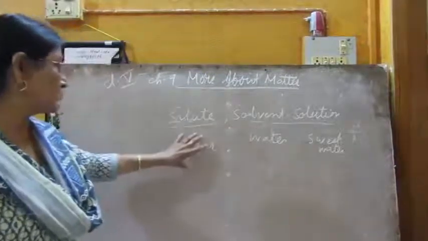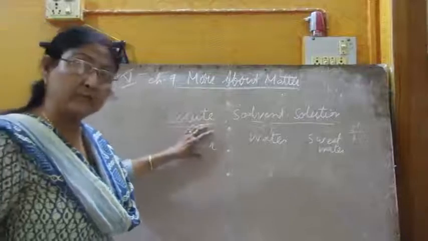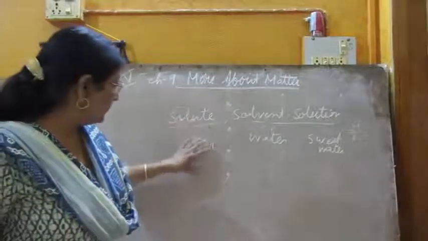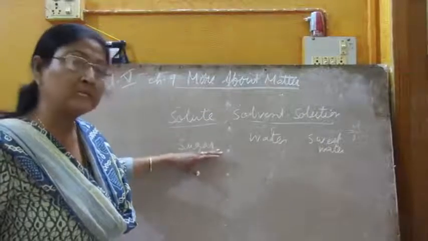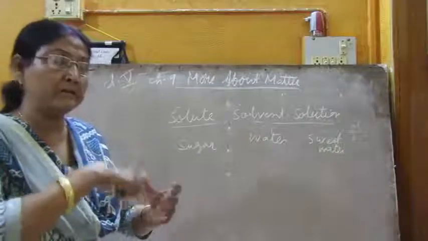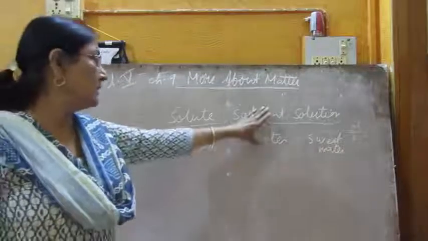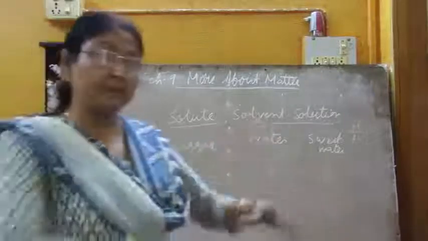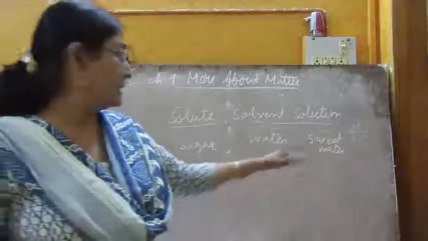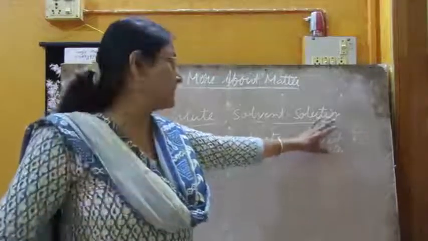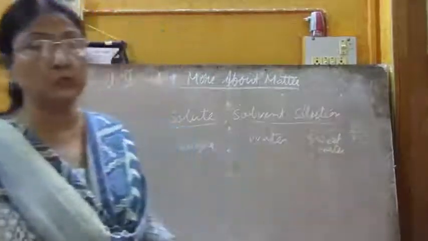So sugar is the solute. The solid matter which we take to dissolve is called the solute, and in this case sugar is the solute. And where I am dissolving it, in water, the water is the solvent. After mixing the sugar, we get sweet water. If I taste it, it is sweet water, and this is called a solution.